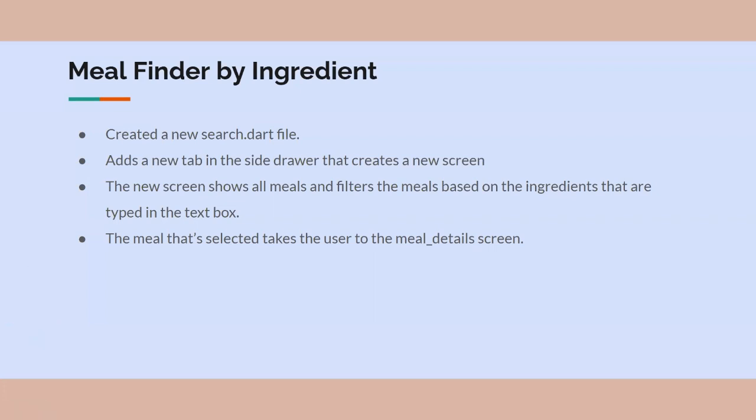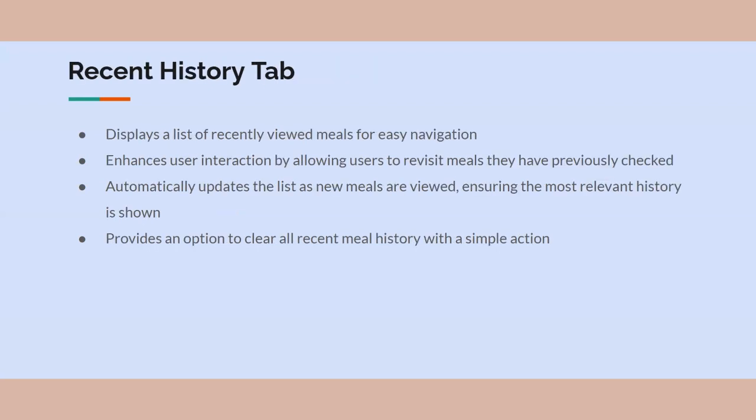So for the meal finder by ingredient, the first thing we did was create a new Dart file called search. It adds a new tab in the side that creates a new screen. And this new screen shows all the meals and filters the meals based on the ingredients that are typed in the text box. And when you select said meal, it takes you to the usual meal's detail screen where it functions normally.